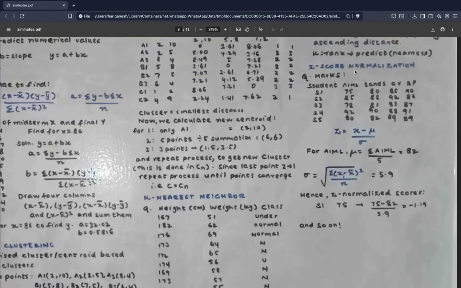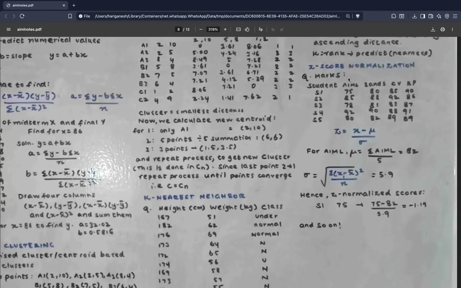Z-score normalization, we've already looked at in the previous module, but here is an example to illustrate the point. It's the same formula, z equals x minus mu divided by sigma. Here, mu is the mean of each variable. For AIML, your mean would be the summation of the AIML column divided by 5 because there are 5 observations, which gives 82. For sigma, you take the summation of xi minus x bar, the whole squared, divided by n. So you take each term, subtract the mean, square that value, add all of that for the whole column, and then divide by 5.